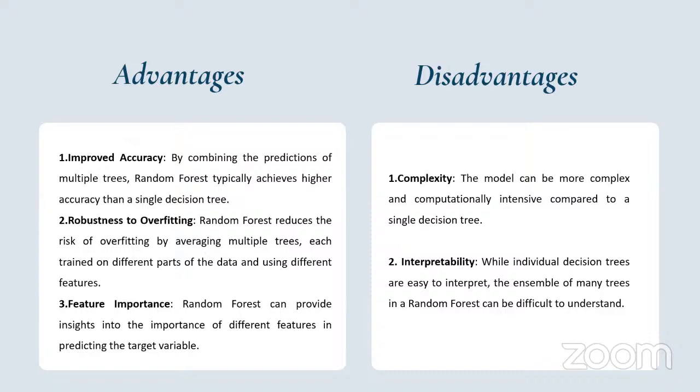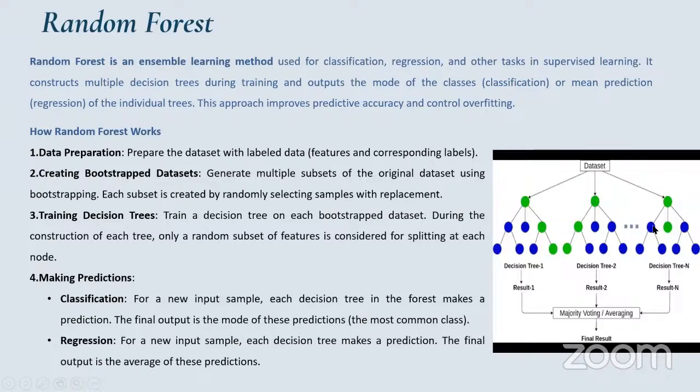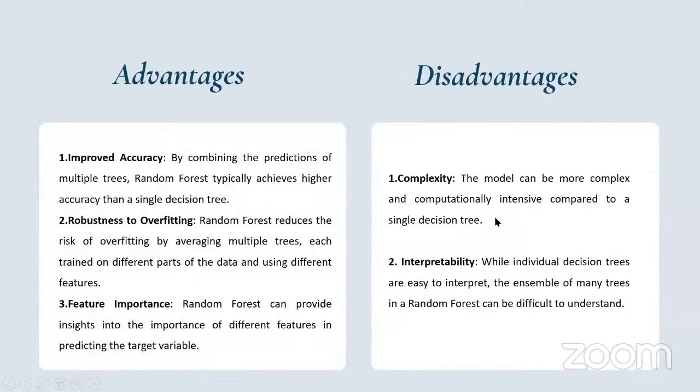And the disadvantages. Random forest is a complex model, meaning there will be more than one tree. You can see in the previous slide there are tree 1, tree 2, and tree 3, so it becomes a bit complex. And interpretability: the individual decision trees are easy to interpret, but the ensemble of many trees in a random forest can be difficult to understand.